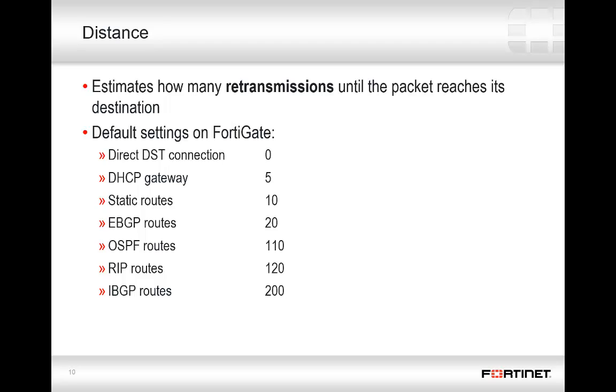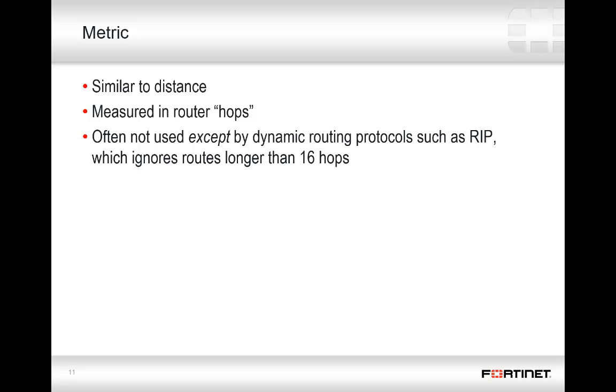Note that you can't configure distance for directly connected devices, such as an email server whose cable is plugged in directly to port 4. But you don't need to. Directly connected devices inherently have a distance of 0 since there is no router between the FortiGate and the destination. Metric, as you can see, is similar to distance. If your network is simple, often you won't notice any effect when you change this setting.